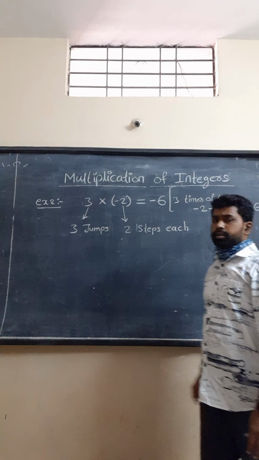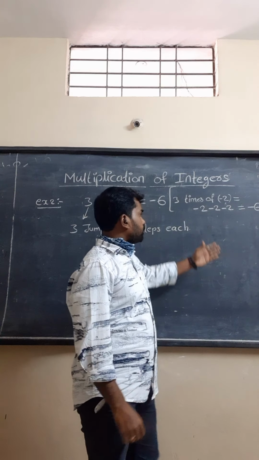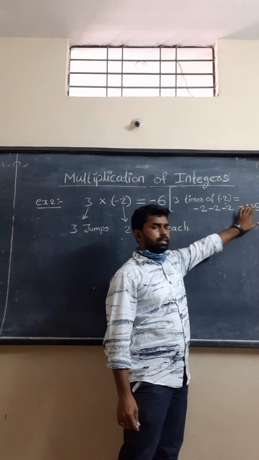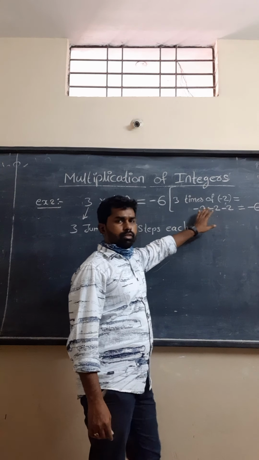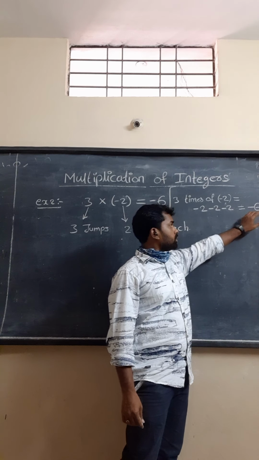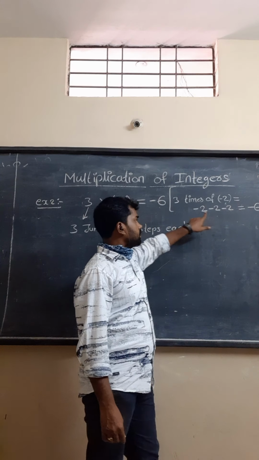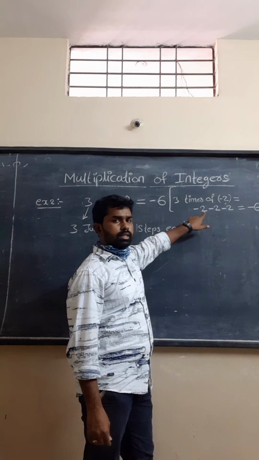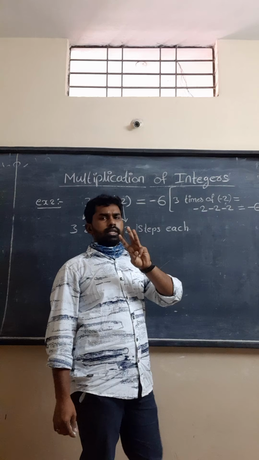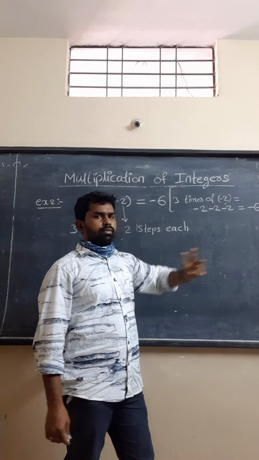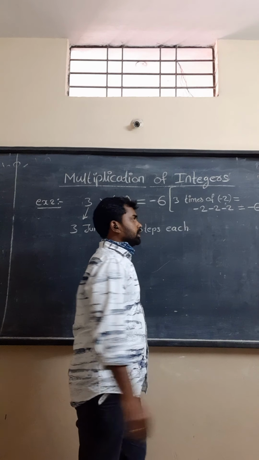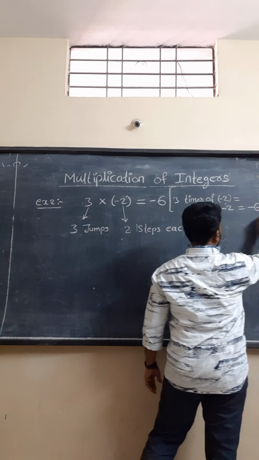Remember one thing. If you find an odd number of negative signs, then the final answer will be negative. If you have an even number of negative signs, the final answer will be a positive number. See here, how many negative numbers are there? 1, 2, 3. 3 negative numbers. That means 3 is an odd number. Odd number means in the final answer also we will get a negative answer. So, minus 6.